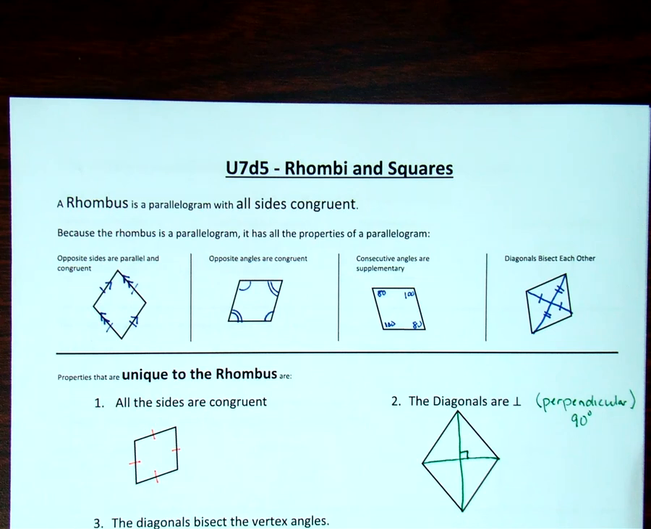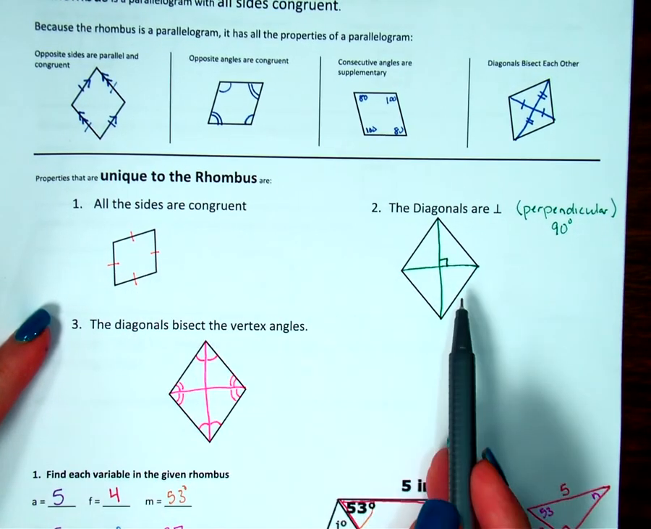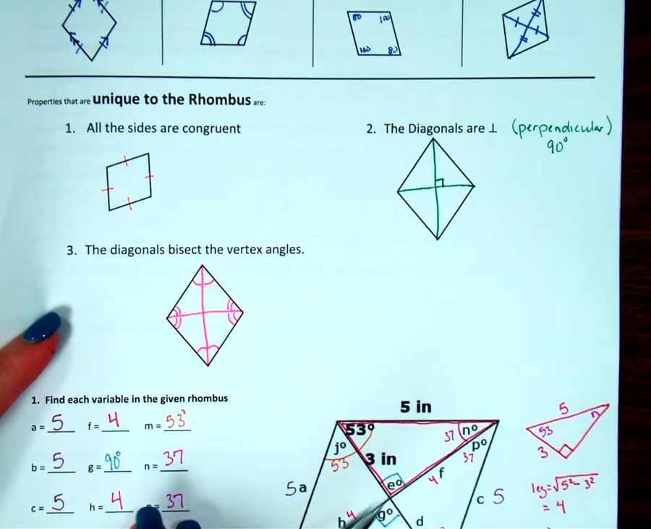Welcome back. Today we're still on Unit 7, Day 5. We're looking at rhombi and squares. In the last video, we discussed all the unique properties of the rhombus, which are all the properties of the parallelogram, plus all my sides are congruent, my diagonals are perpendicular, and my diagonals bisect the vertex angles.